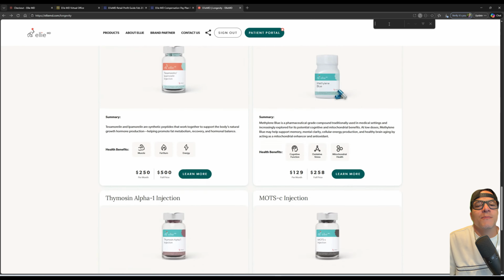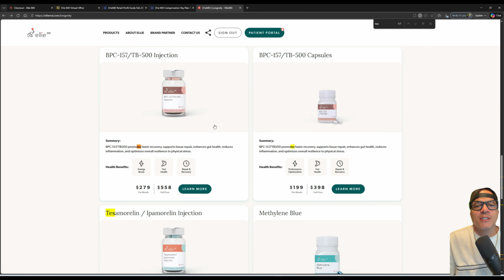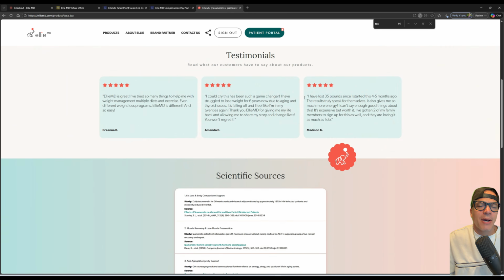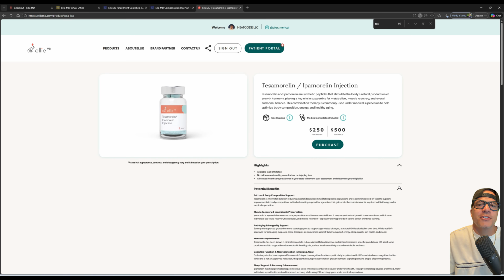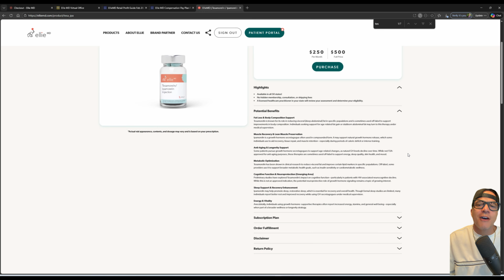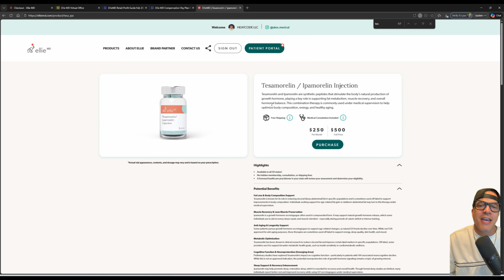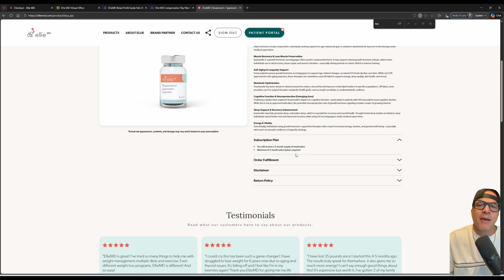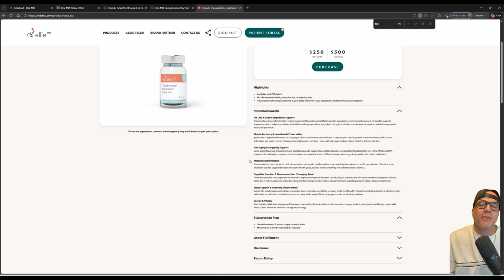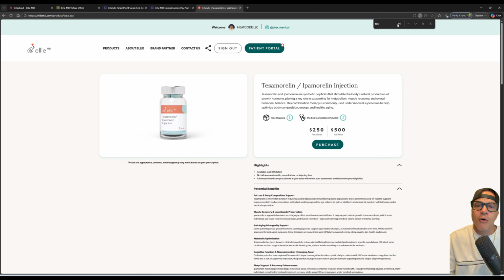We also have tesamorelin and ipamorelin, which are described as supporting growth hormone signaling, body composition, visceral fat reduction, muscle preservation, recovery, metabolic health, sleep support, energy, and vitality. Whew! This is a body composition and recovery peptide. It's for someone who wants help with stubborn belly fat, muscle retention, recovery, and feeling more resilient overall.